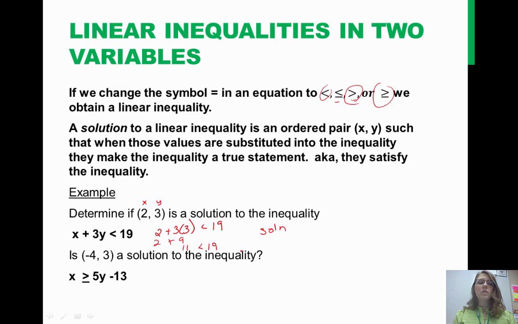Okay? Let's test the other one: -4 and 3. So I'm going to put -4 in for x, and I'm going to put 3 in for y. So we have -4 is greater than or equal to 5 times 3 minus 13. Well, -4 is greater than or equal to 15 minus 13, and then -4 is greater than or equal to 2. Well, -4 is not greater than or equal to 2, so this is not a solution.